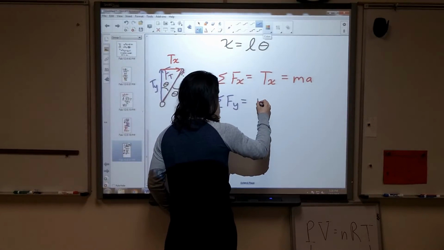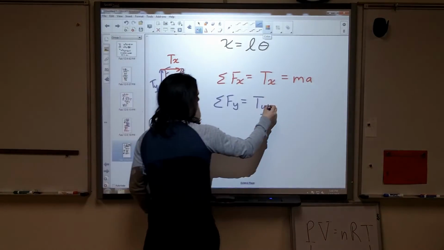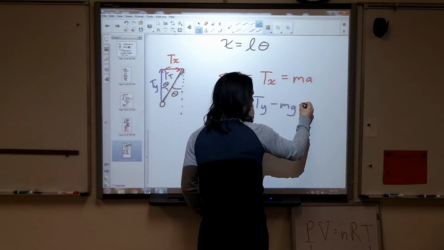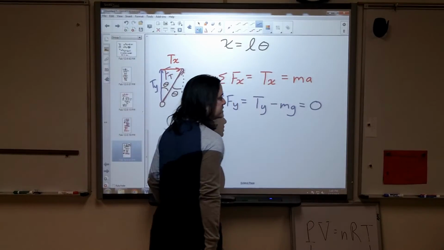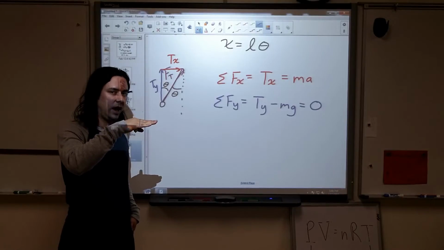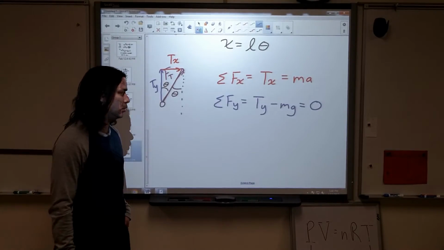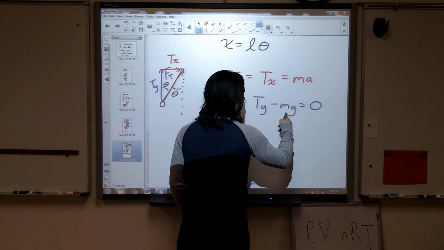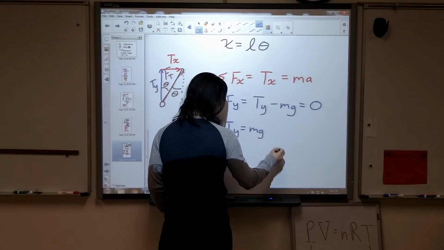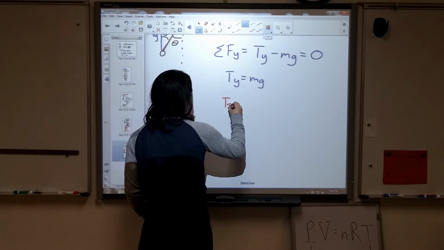So when I do my sum of forces in the y, I get the following. Ty, positive, it's up, minus mg, the force of gravity, downward, equals about 0. It's technically not 0, but for a very small angle, there's almost no motion going on in the y direction at all. All right? I can add this over and I get the following. Ty equals mg. Tx equals ma.